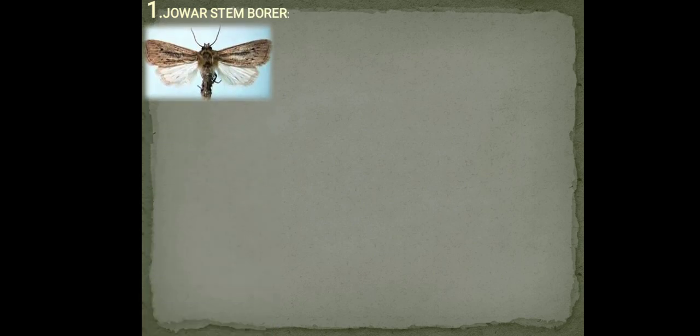First of all, we see the systematic position of this jawar stem borer. It is included in the class Insecta. Why is it included in the class Insecta? Because the insect shows three pairs of legs and two pairs of wings, and the body is divisible into head, thorax and abdomen. Order Lepidoptera, because the wings are scaly. Family Pyralidae, genus Chilo and species zonellus.